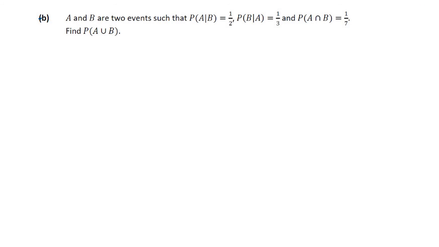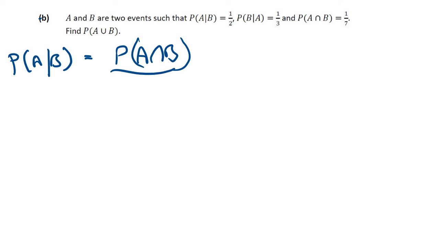So here we're told that A and B are two events such that the probability of A given B has occurred is a half, and probability of B given A has occurred is 1/3, and the probability of A and B happening is 1/7. Find the probability of A or B happening. So what we're going to end up doing here is writing out what the conditional probability is equal to. So A conditional B is probability of A and B over the probability of B, and that's equal to a half.